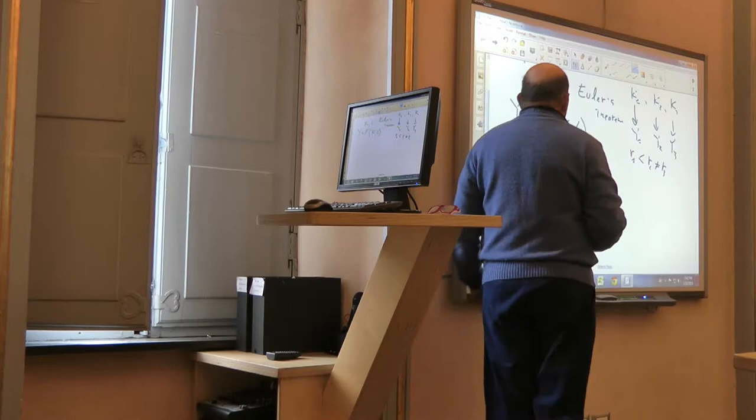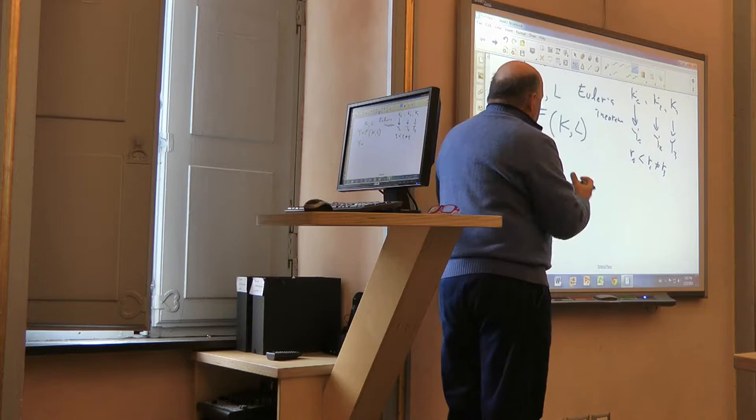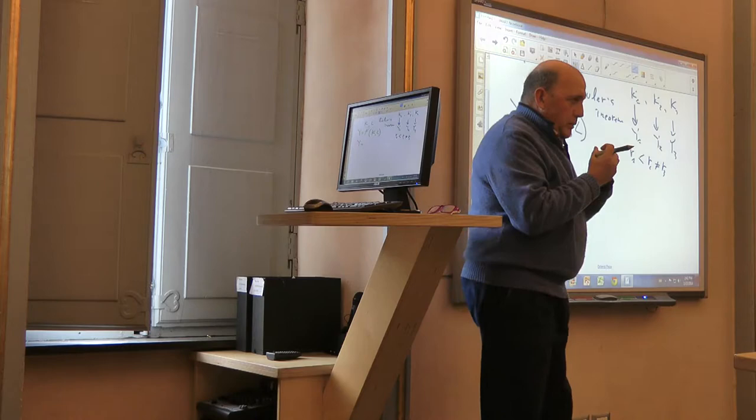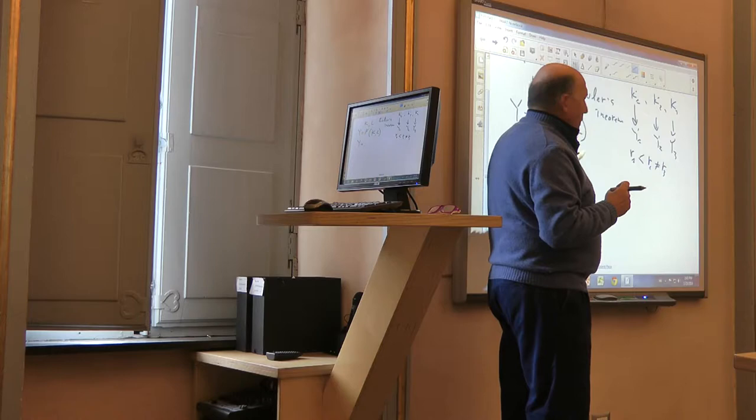So, total output, therefore, has to be absorbed by these two factors of production. How do these two factors of production absorb the output? How do you apply Euler's theorem to this system?